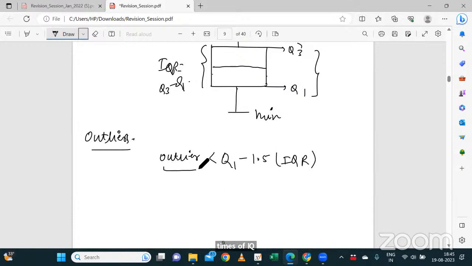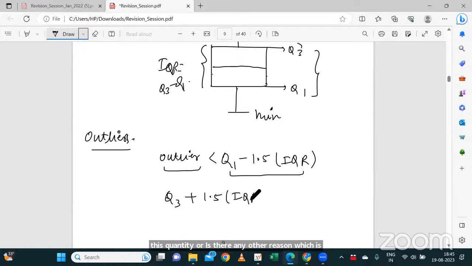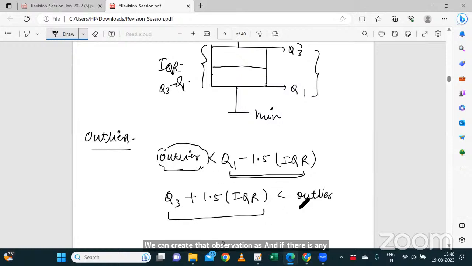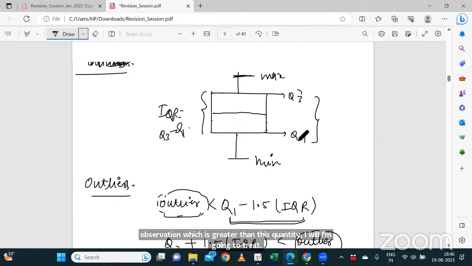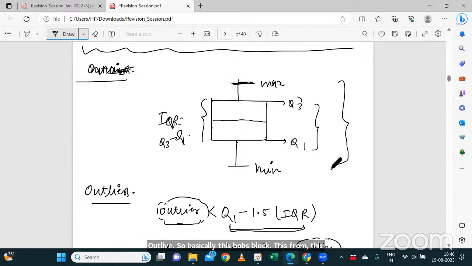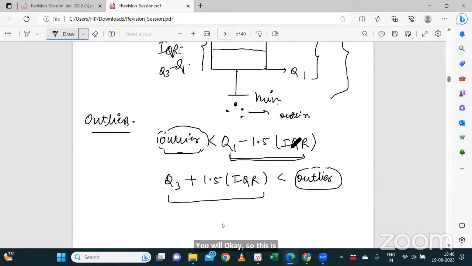You have to check whether there is any observation less than this quantity, or any observation greater than this quantity, Q3 plus 1.5 times IQR. If there is any observation less than the first quantity, we treat it as an outlier. If there is any observation greater than the second quantity, I'm going to treat it as an outlier. So in this box plot, the region from minimum to maximum is free from outliers. If outliers are there, the plot will look like this: any observation beyond the minimum value or above the maximum value you will treat as an outlier. This is how I can identify the outliers.